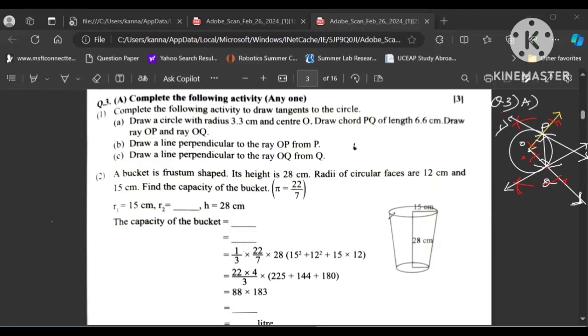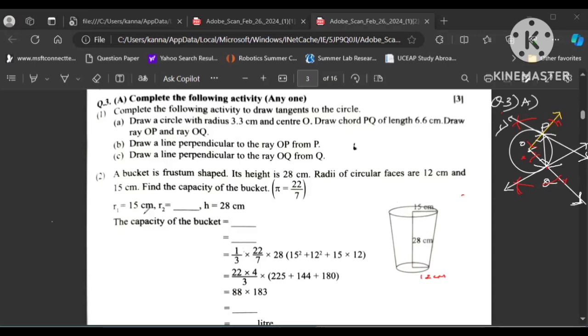This is a frustum. A bucket is in the form of a frustum shape. Its height is 28 centimeter. They have marked the height 28. Radius of the two circular faces are 12 centimeter and 15. The smaller radius is 12 centimeter, and the bigger radius is 15 centimeter. Find the capacity of the bucket.